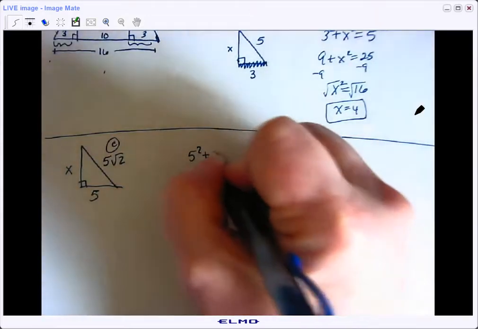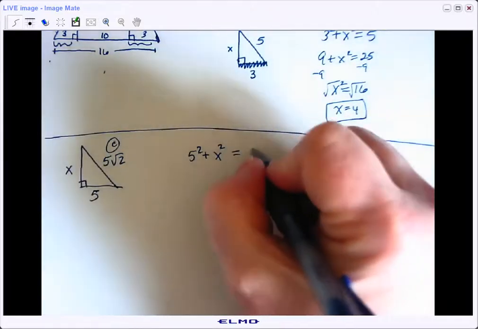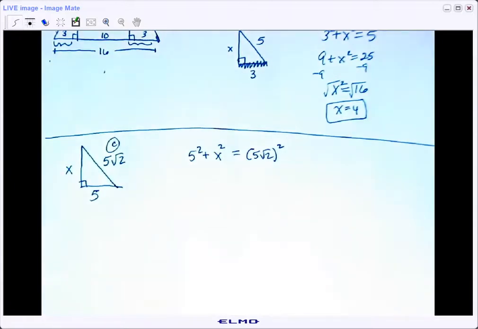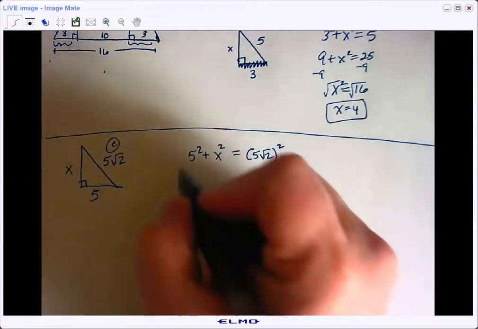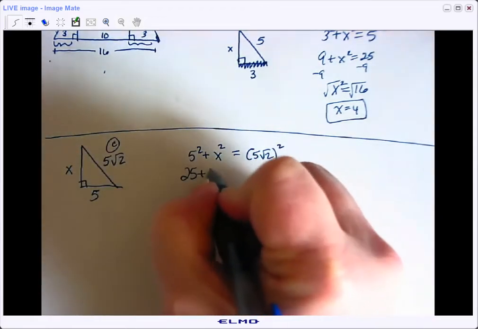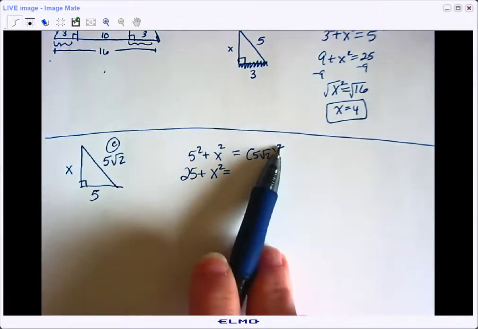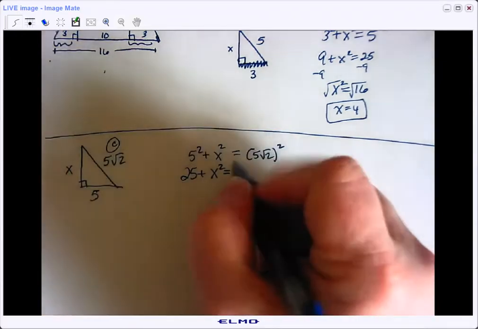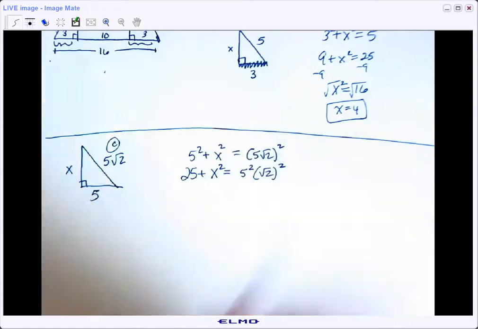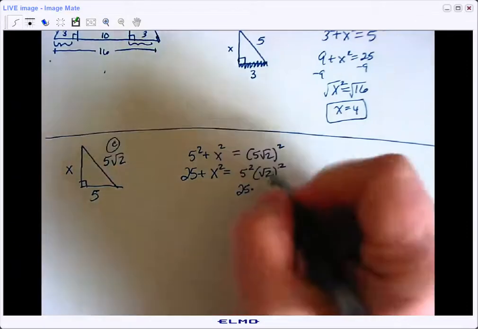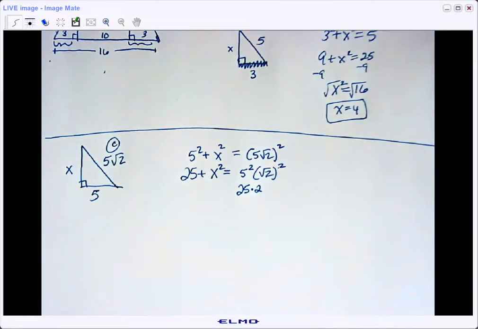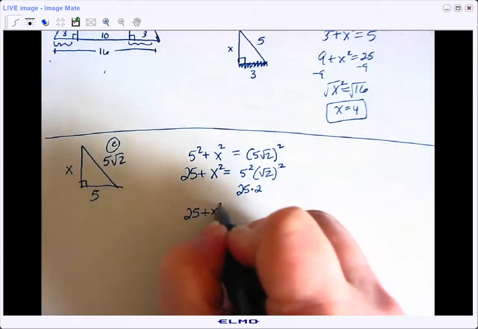So I have 5 squared plus x squared is equal to 5 root 2 squared. And please put that in parentheses, because that square affects both parts. Okay. So multiplying out, we get 25 plus x squared is equal to. Now, when you're doing exponents, we're going to square the 5 and we're going to square the root 2. So this becomes 5 squared and root 2 squared. 5 squared is 25 and root 2 squared is 2. This becomes 25 plus x squared equals 50.